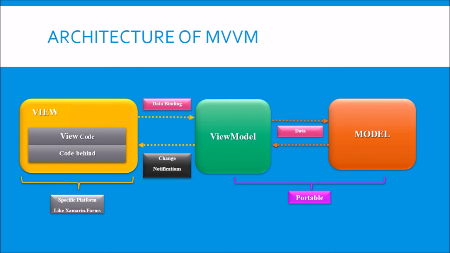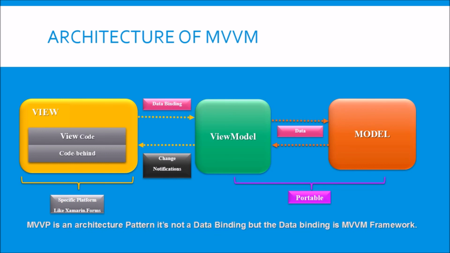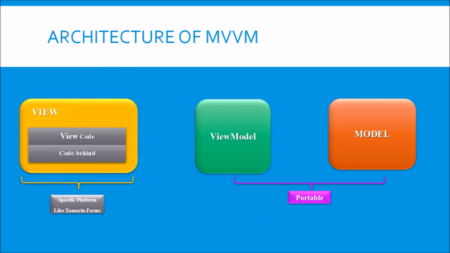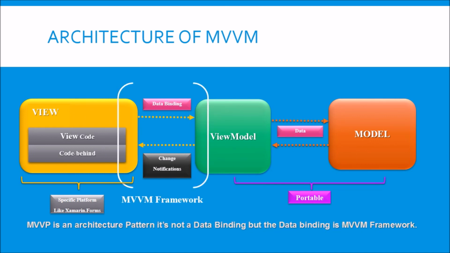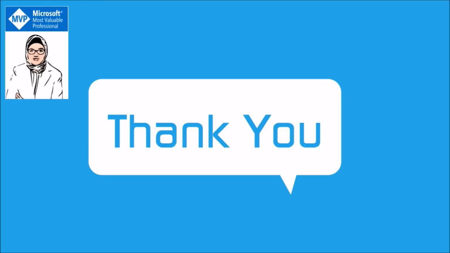Here, the view can be, as I said before, Xamarin.Forms or an Android application or a view controller. But the view model and model are always written using the C# language. It's a portable part. So, MVVM is an architectural pattern. It's not data binding, but data binding is part of the MVVM framework. Let's take a look at the MVVM framework, this is the part that glues the view model and the view together. Thank you.